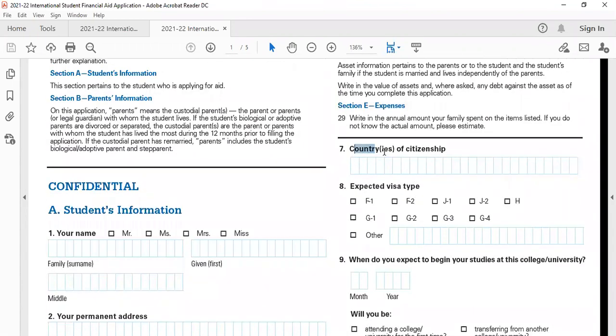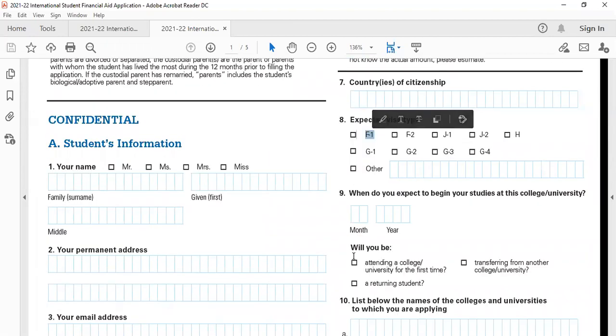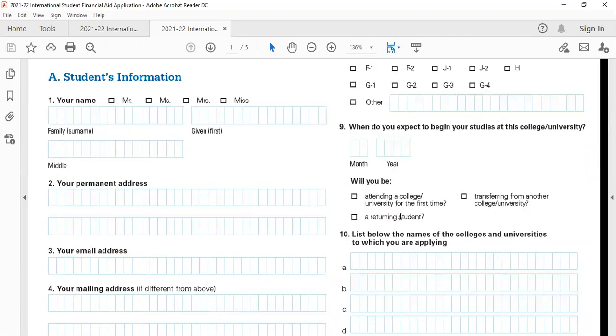Question number 7 is enter your country or countries of citizenship. So whichever country you are a citizen of, you need to mention it over here. Expected visa type. So for most Indian students who are going to pursue their undergraduate abroad in the US, the answer here would be the F1 visa. So you'll go to the US on a F1 visa, F1. When do you expect to begin your studies at college? You can mention 08/2021, that is August 2021.